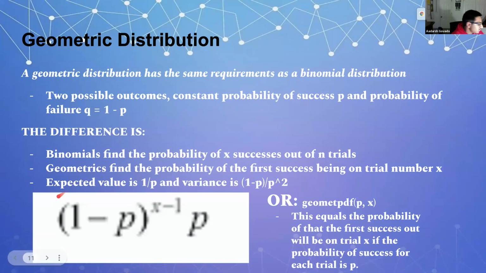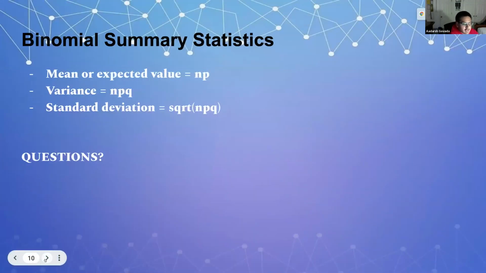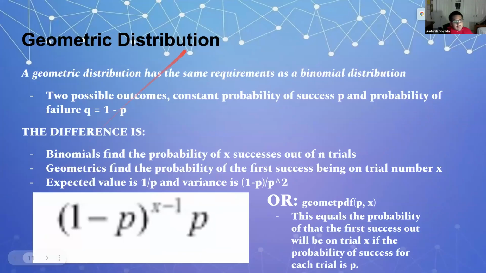Okay, so we just did the binomial distribution. Now we're gonna look at the geometric distribution. The binomial distribution was trying to find the probability of getting X successes out of N trials. For the geometric distribution, the number of trials doesn't matter. We're trying to find the probability of getting our first success on the Xth trial.